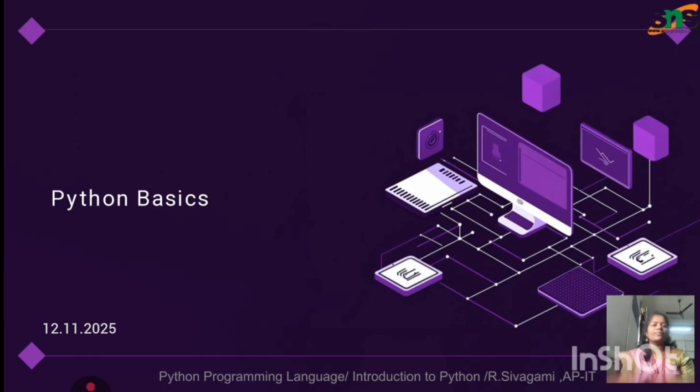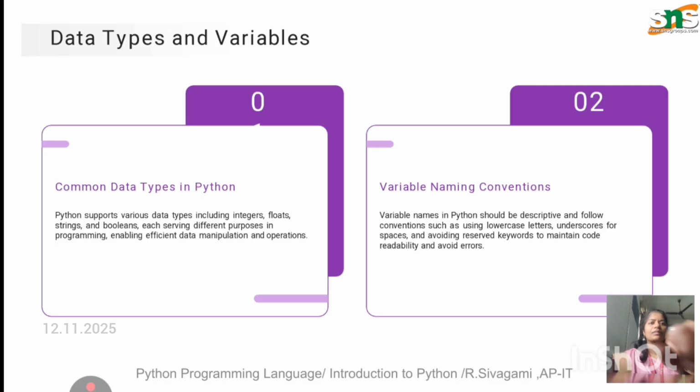The next one is Python basics. Here I give the common data types and variables in our Python programming language. Common data types in Python are integer, float, string, and boolean. Then the variable naming conventions. A variable is the address of a value.